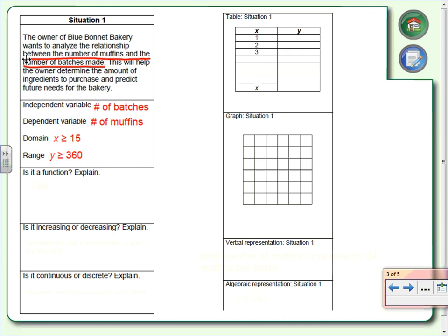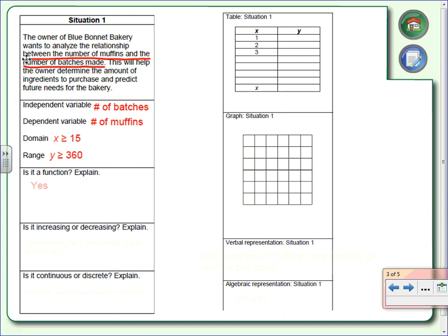Okay, the next thing we want to decide is, can we call this a function? Well, first of all, what did we say a function was? When the x's don't repeat. So, can I call this a function? Yes or no? Yes, we can. And why can we call this a function?